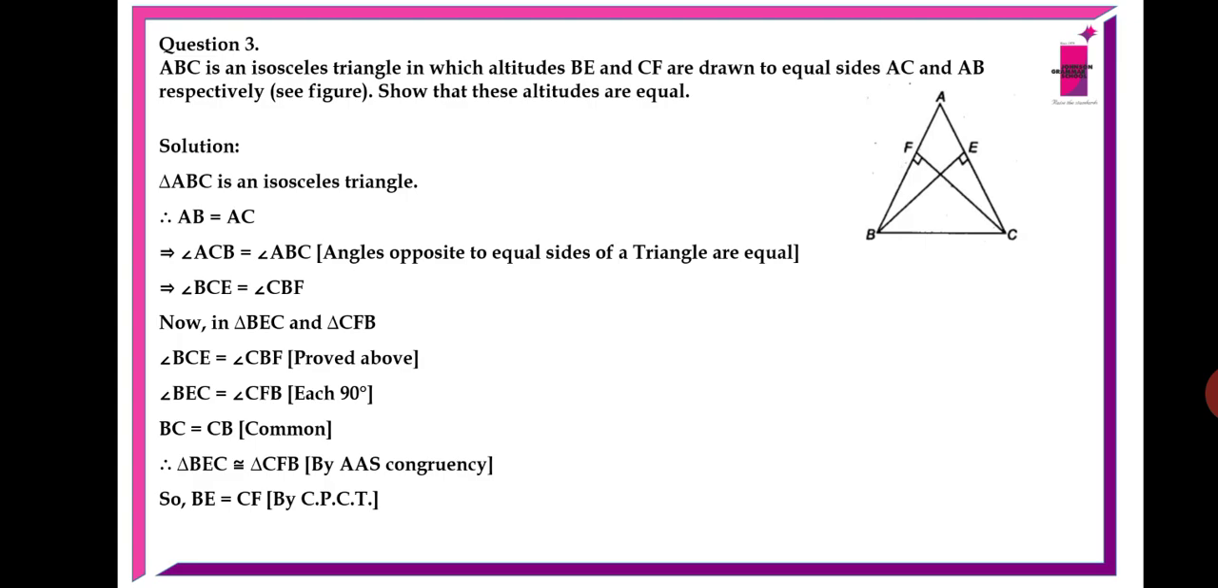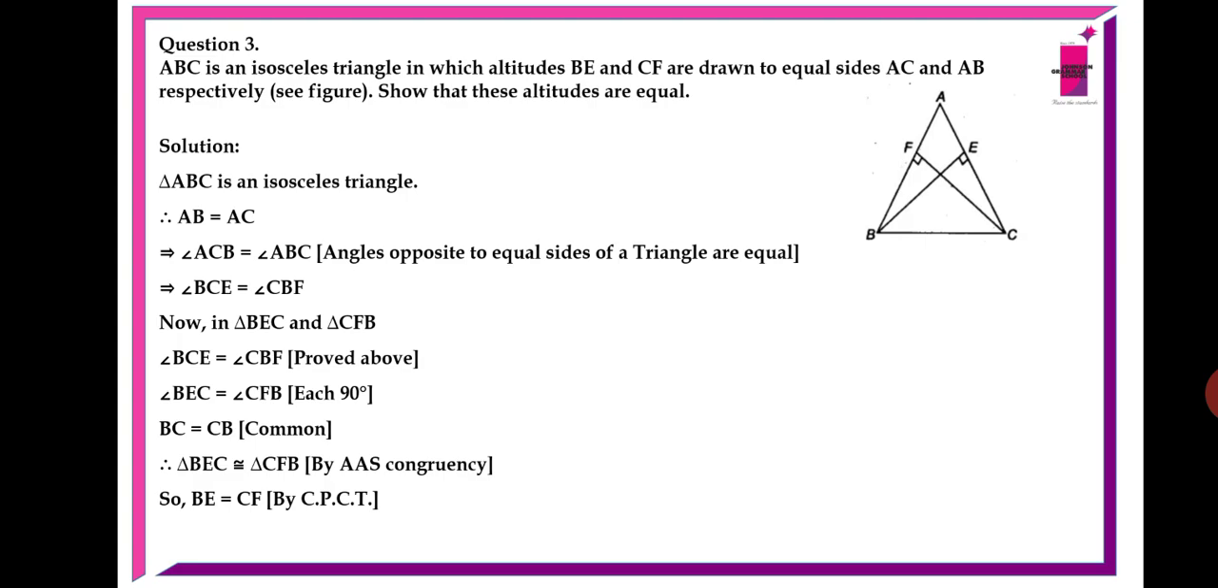And angle BCE equal to angle CBF. These are nothing but the same angles. ACB and BCE are the same, and ABC and CBF are the same. Just F is a part of AB and E is a part of AC, so we can name like that.